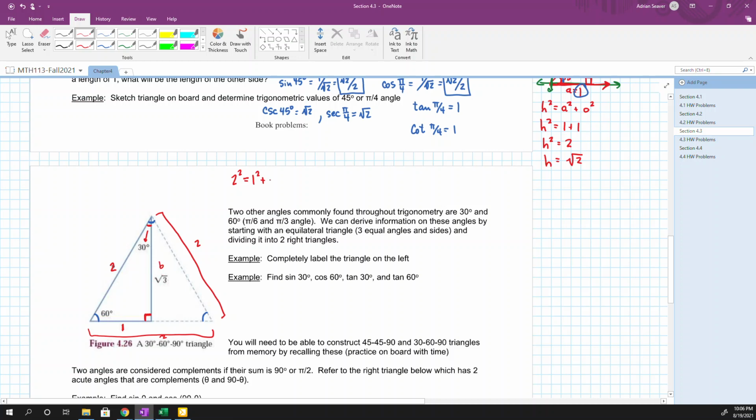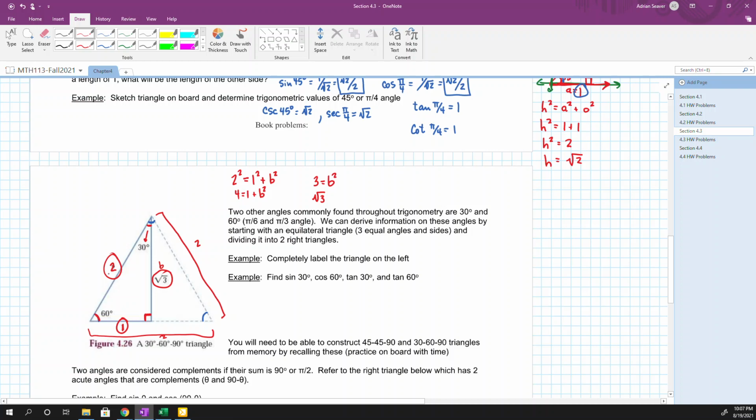So I'll label that as B. So plus B squared. So that gives us 4 equals 1 plus B squared. Subtract 1 from both sides, you get 3 equals B squared. Square root of both sides, you get square root of 3. So I have a 60-degree angle here, and I know the lengths of all 3 sides of that triangle.